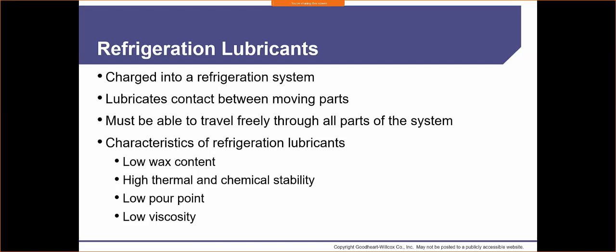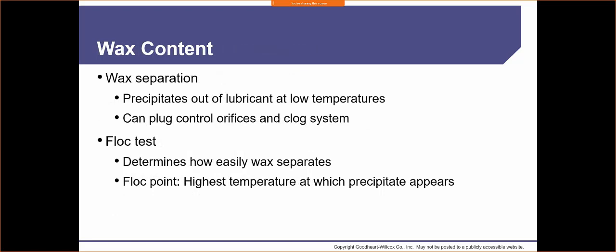Characteristics of refrigeration lubricants: it's got low wax content, high thermal and chemical stability, low pour point, low viscosity. Basically, it means it's just going to naturally flow. It doesn't take a lot of heat to get it going, so it's going to keep everything nice and lubricated. All right, wax content precipitates out of the lubricant at low temperature, can plug control orifices and clog a system.